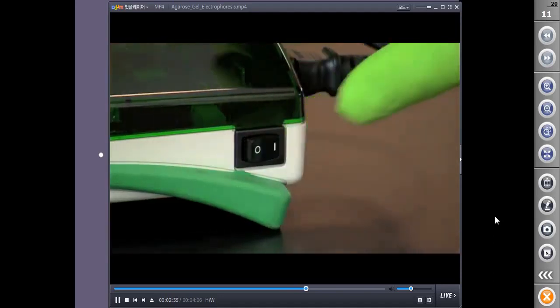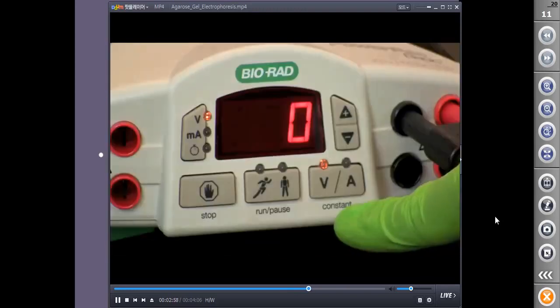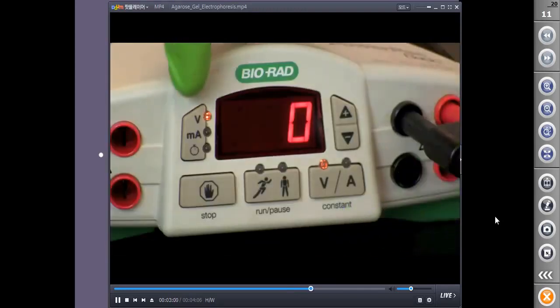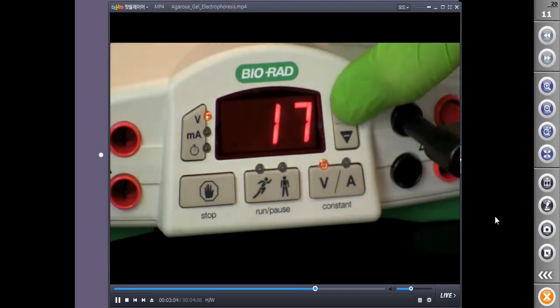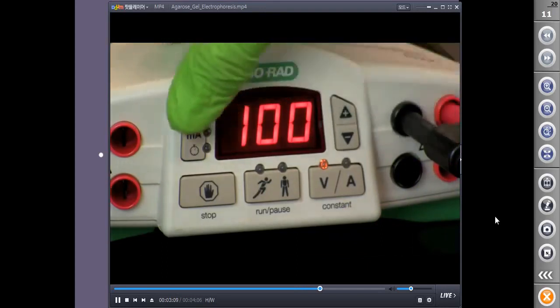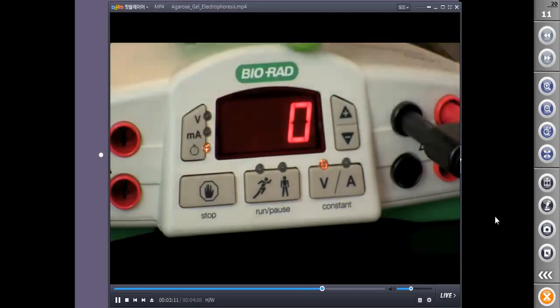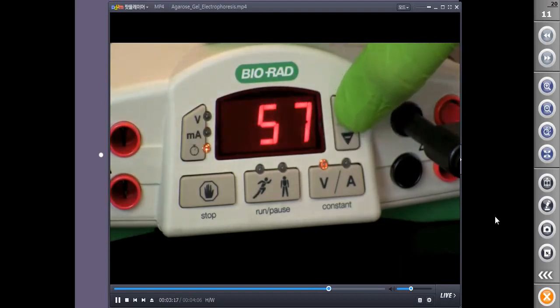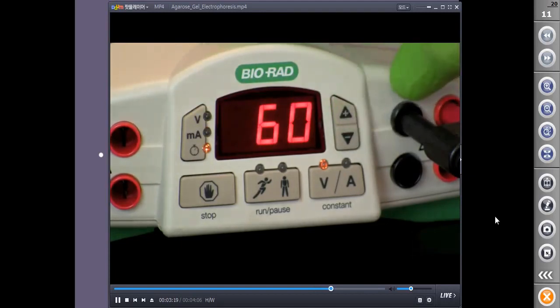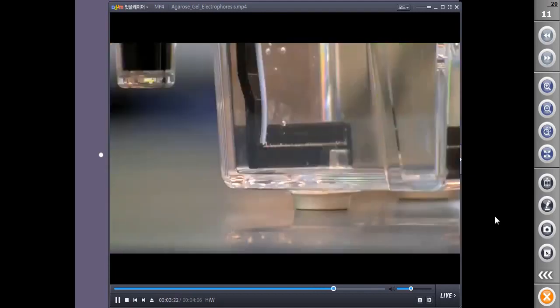Switch the power supply on, then set the correct constant voltage for running the samples. See your lab protocol for this information. If a timer is available on your power supply, set the clock for the proper time for your run. Press the start button to begin the flow of current that will separate the DNA fragments.